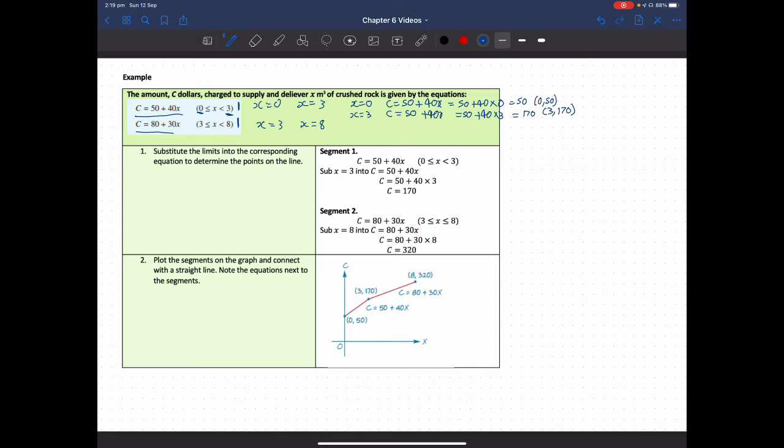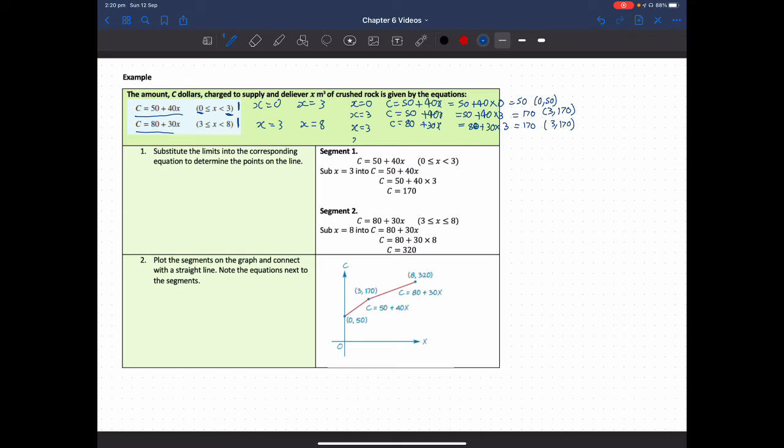For the second part, I have x is equal to 3, but this time I am substituting into c equals 80 plus 30x. So I get 80 plus 30 times x, which was 3. 3 times 30 is 90. 90 plus 80 is 170. I've got the point 3, 170.